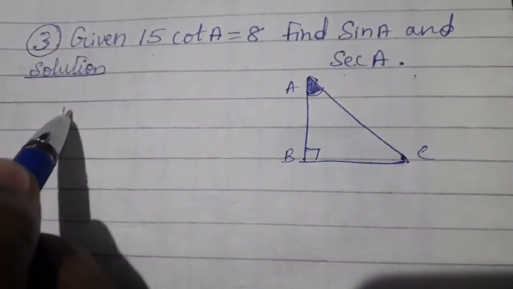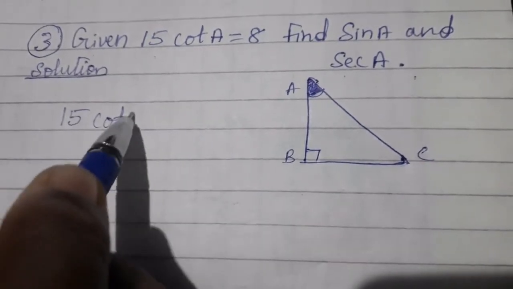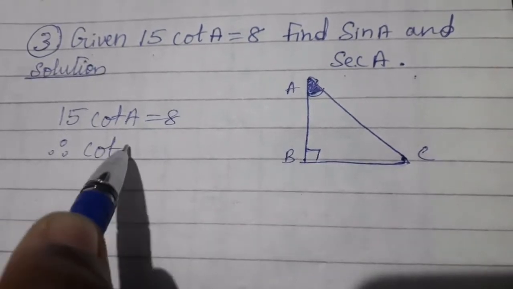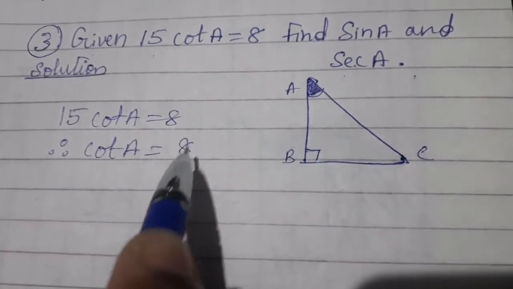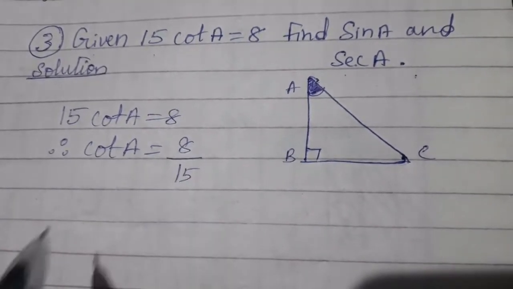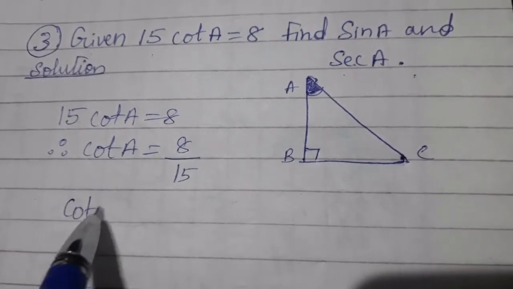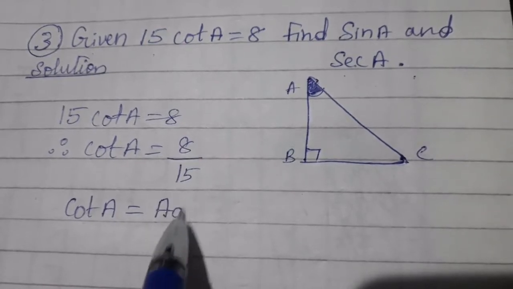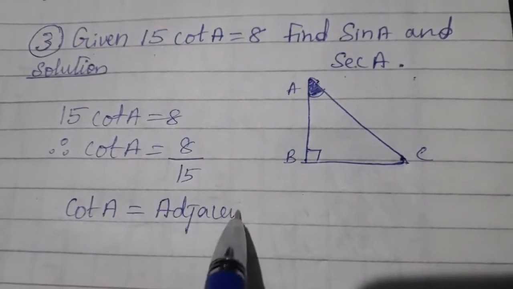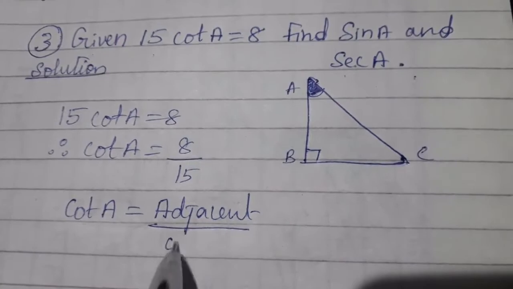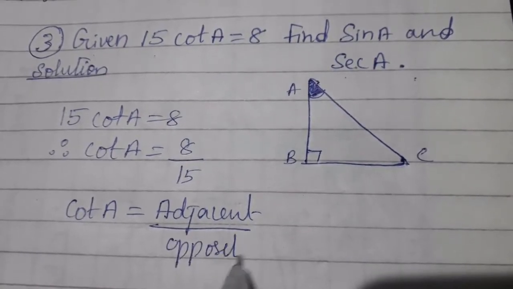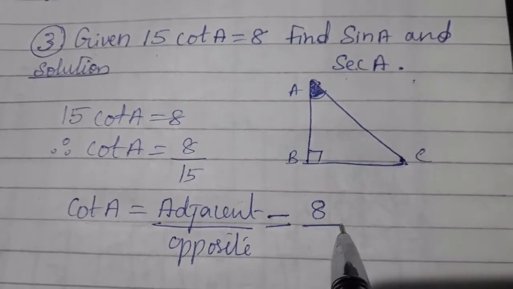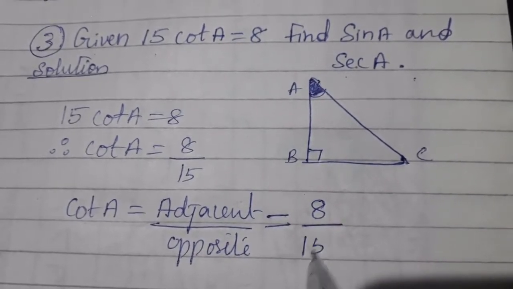First we'll take this: 15 cot A is equal to 8. Therefore, cot A is equal to 8 by 15. What is the cot A ratio? We know that cot A is adjacent side by opposite side. What is the adjacent side? 8. What is the opposite side? 15.